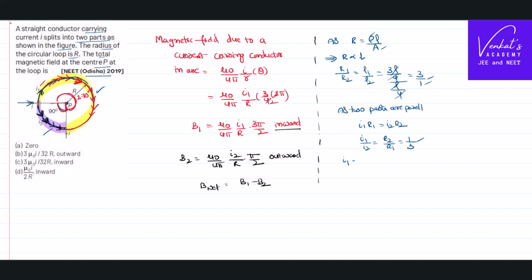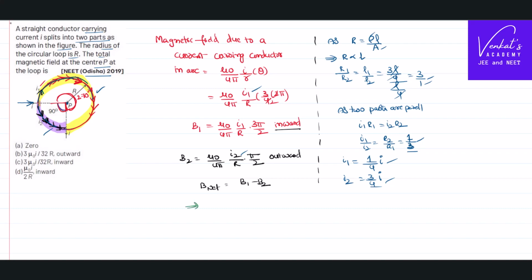What's the meaning of that? I1 is one part out of 1 plus 3, that is 4 parts. So I1 can be written as 1 by 4th of I, and I2 can be written as 3 parts, 3 by 4th of I. How do you make sure that this division is correct? Just add I by 4 and 3I by 4, you will get back your I. That's all, so that is correct. So in the place of I1, I shall write I by 4, and in the place of I2, I shall write 3I by 4. Let us write both of them and see what happens to our answer.